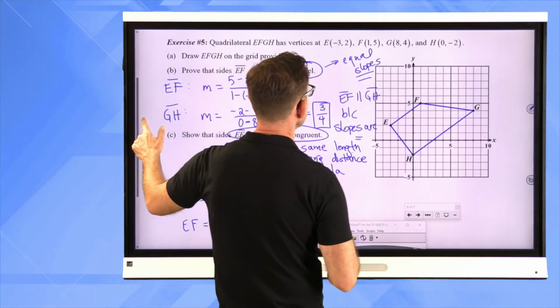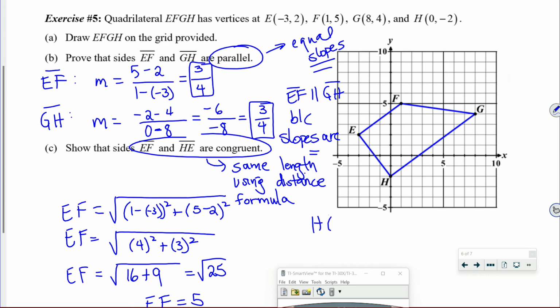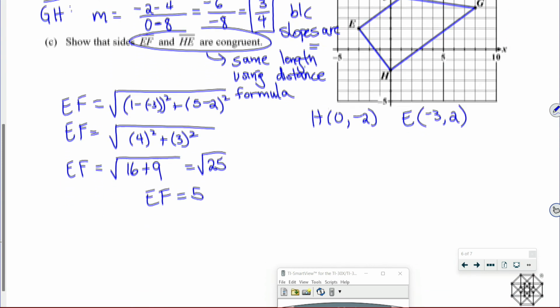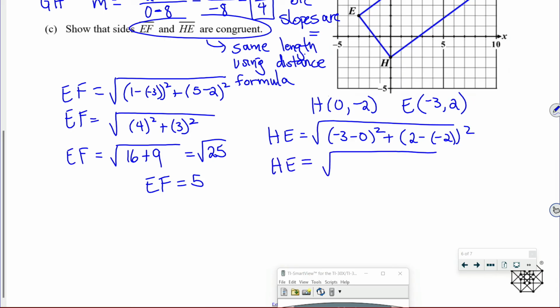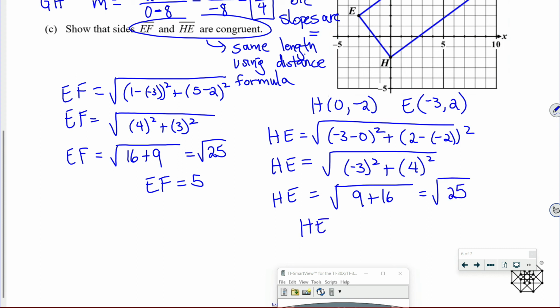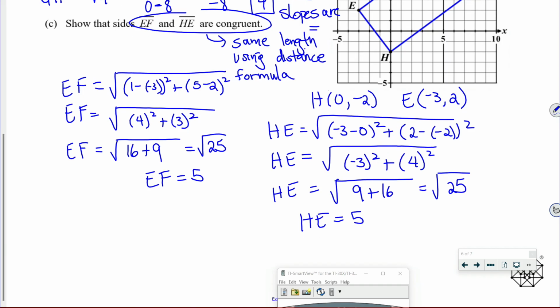Now we're losing this a little bit, so maybe I need to write down those points real quick. H is (0, -2), and E is (-3, 2). Now we can take a look at the length of HE: the square root of negative 3 minus 0 squared plus 2 minus negative 2 squared. So HE is the square root of negative 3 squared plus 4 squared. Negative 3 squared is 9, and 4 squared is 16, and you can already probably see how this is going to work out. HE is also 5. Awesome. So EF is definitely congruent to HE because they have the same length.